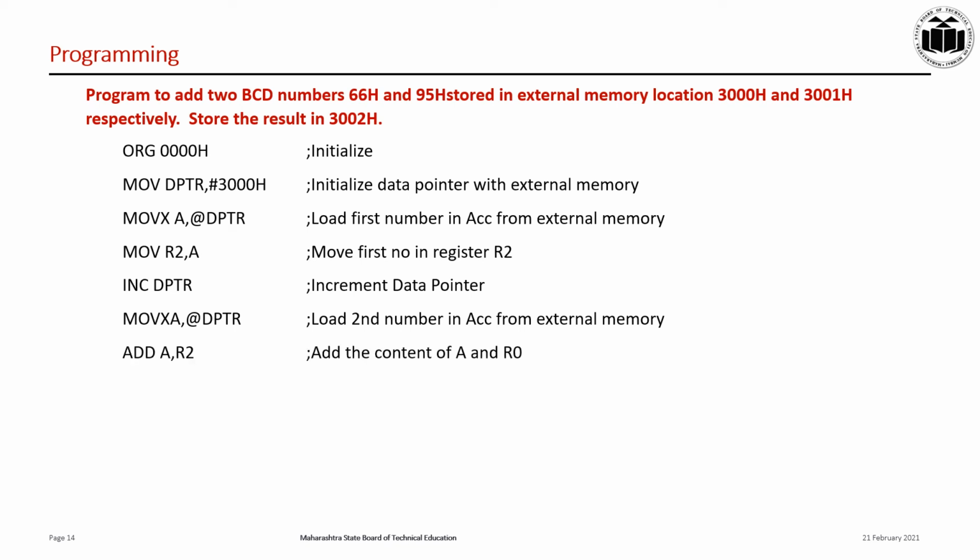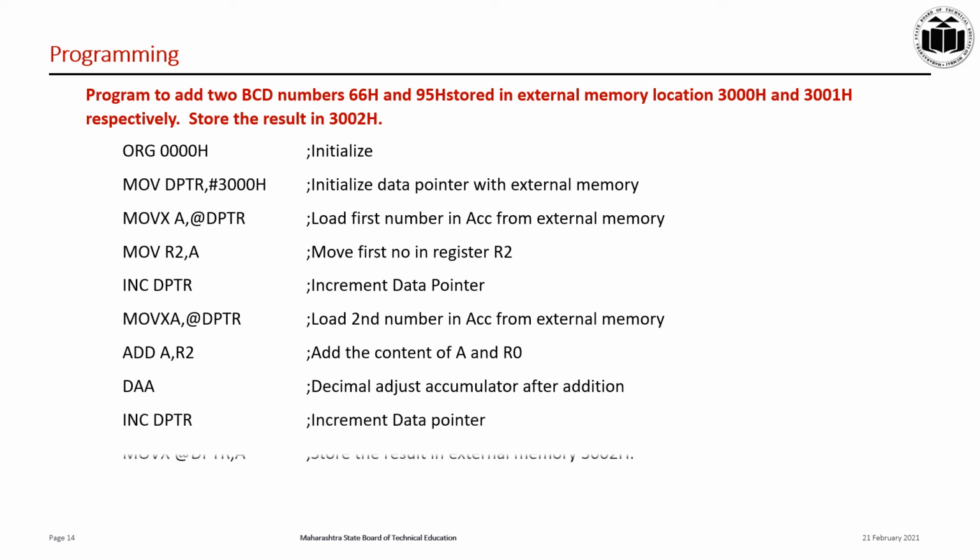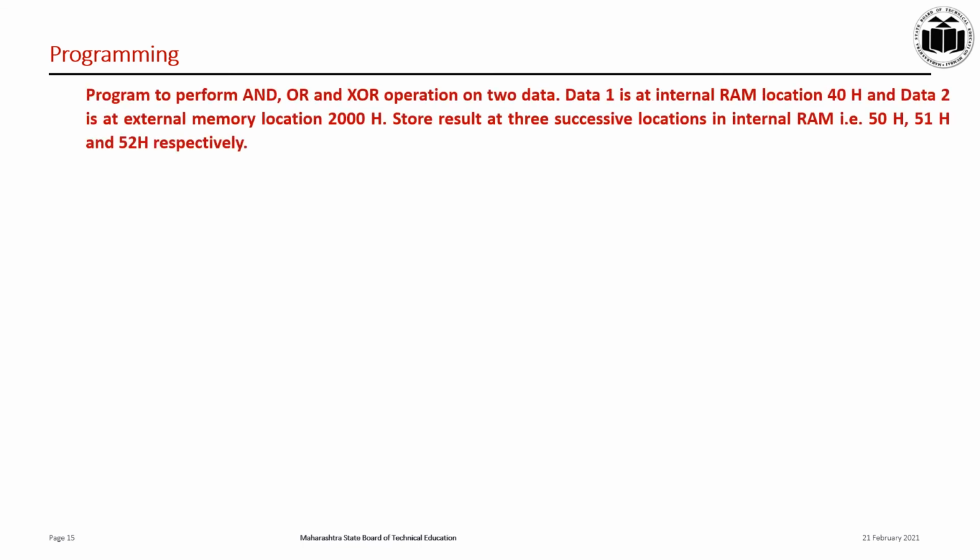ADD A, R2. Add the content of accumulator with register R2. After addition of BCD numbers, we have to use instruction DAA, that is decimal adjust accumulator after addition, for making invalid BCD to valid BCD. After addition, increment data pointer and then store the result in external memory location by using instruction MOVX @DPTR, A. Then END.